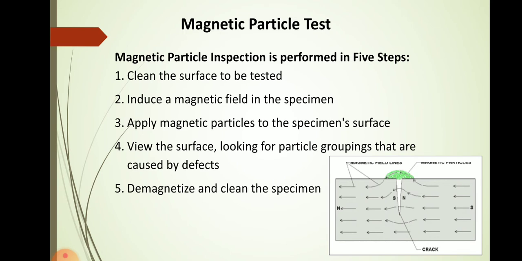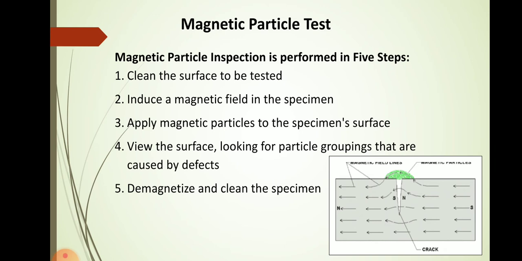Magnetic particles generally are iron filings. You have to apply the magnetic particles, the iron filings, over the surface of the specimen. Fourthly, you have to view the surface looking for the particle grouping or clustering that is caused by the defects. So wherever defects are there, there will be a gathering of all these particles, iron filings or magnetic particles, so that you can reveal that there is definitely a crack.